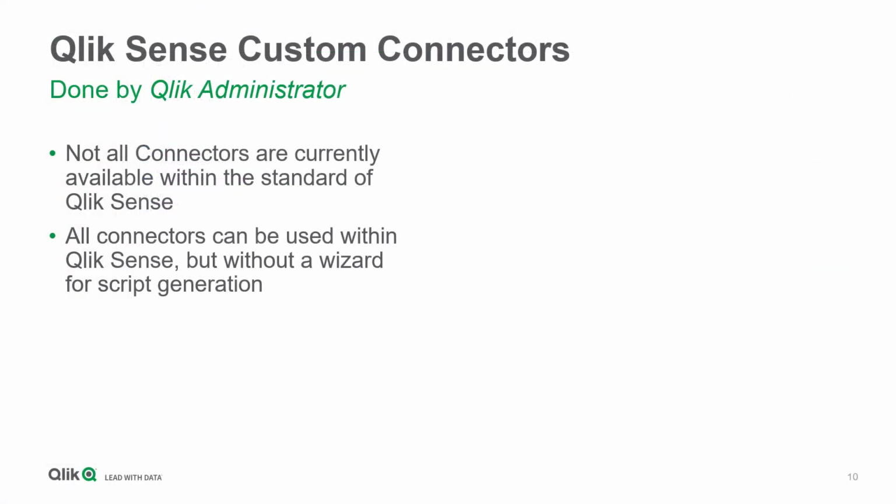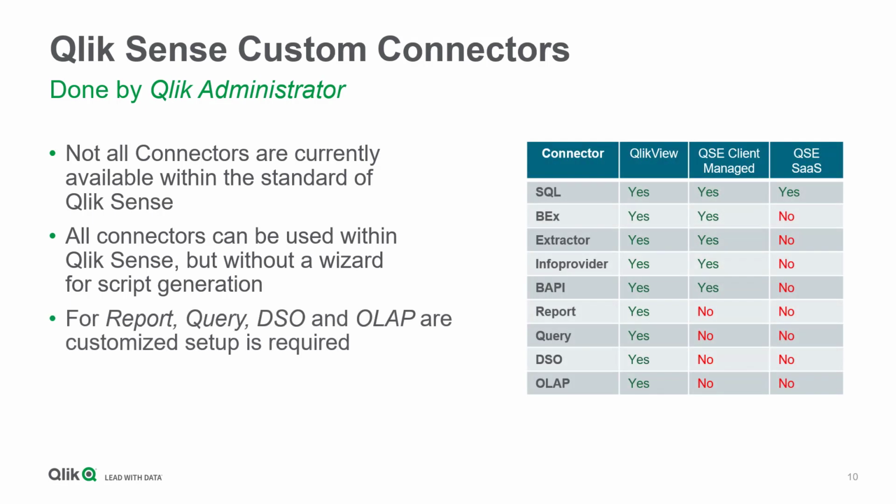Depending on the connectors you intend to use, there is an additional configuration step. Not all connectors are available within the standard of Qlik Sense today. However, all connectors can be used within Qlik Sense, but without a wizard for script generation. In detail, in Qlik Sense currently missing are the report and query connector used in SAP ERP, respectively the DSO and OLAP connector used in SAP BW.